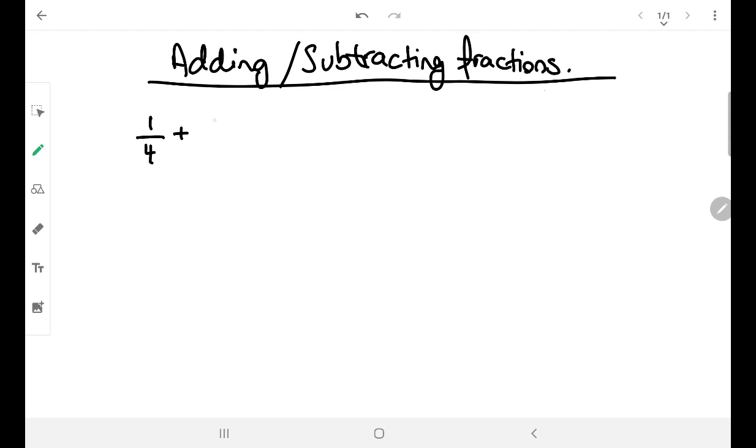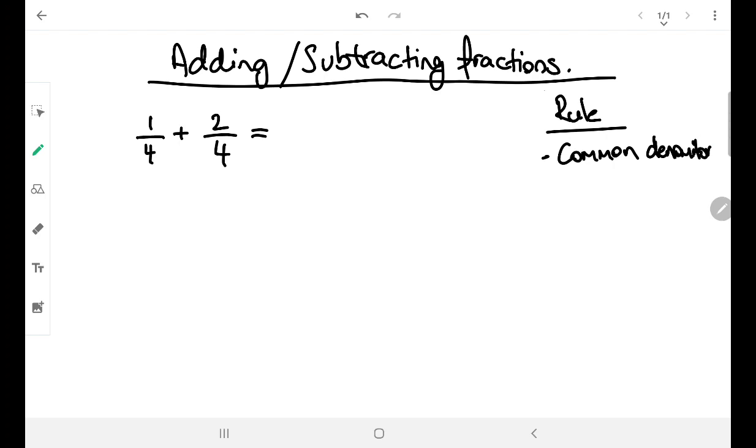1/4 plus, let's say, 2/4. When we actually have two fractions that we add to each other, one of the first things that we need to look for is, so if I write a rule, that we need to look for is making sure we have a common denominator. Okay, so having a common denominator.